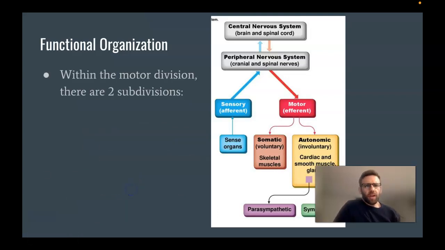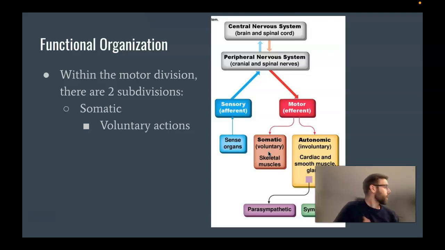One thing I'll point out here is that there are actually two subdivisions of the motor division, and you can see that in this picture. There's the somatic, which is voluntary. That could be a skeletal muscle if you decide to move something. If someone calls your name and you turn your head because you hear your name, that is just a simple example of a voluntary motion.